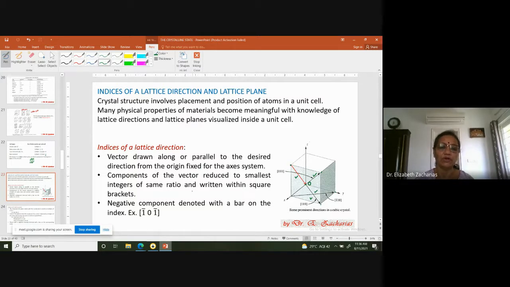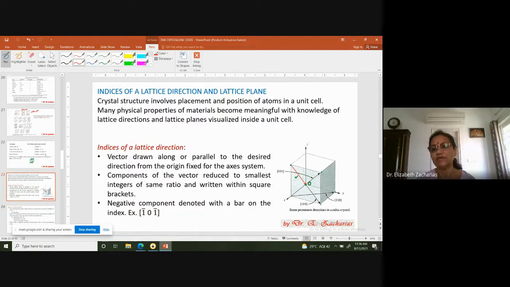First of all, draw a vector along or parallel to the desired direction from the origin. These three black arrows qualify for what we have said; the three are drawn from the origin. After that, you have to write the components of the vectors in terms of x, y, and z.